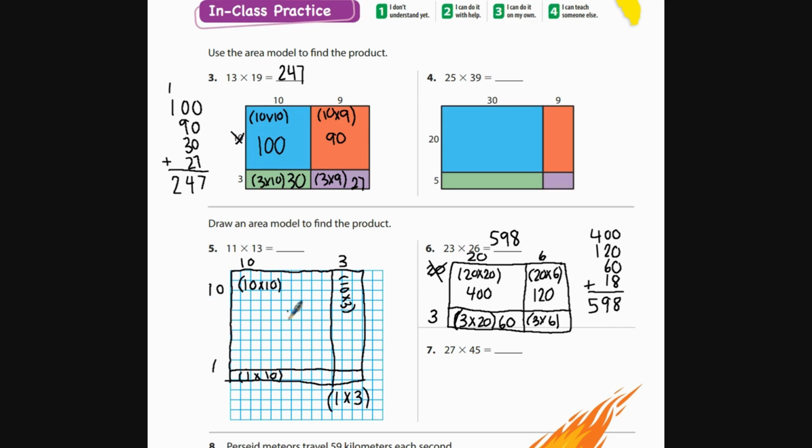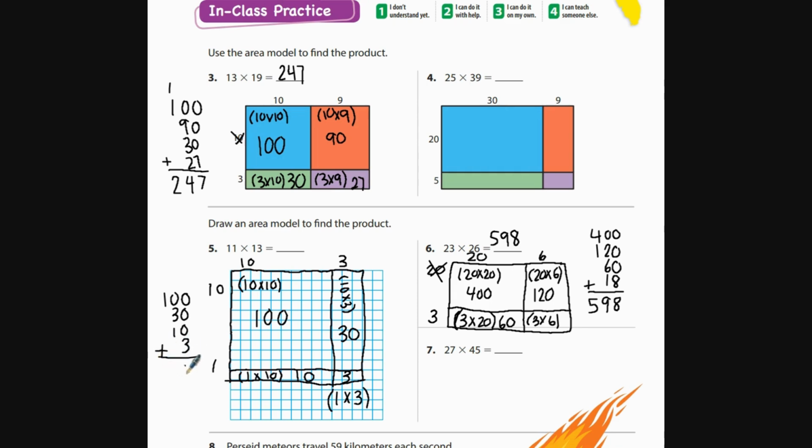Okay, so let's go ahead and solve our area models. I have 10 times 10, which is 100. 10 times 3 is 30. 1 times 10 is 10. And 1 times 3 is 3. All I have to do now is add them all together. I have to add the 100. I need to add the 10 times 3, which is 30. I need to add the 1 times 10, which is 10. And the 1 times 3, which is 3.